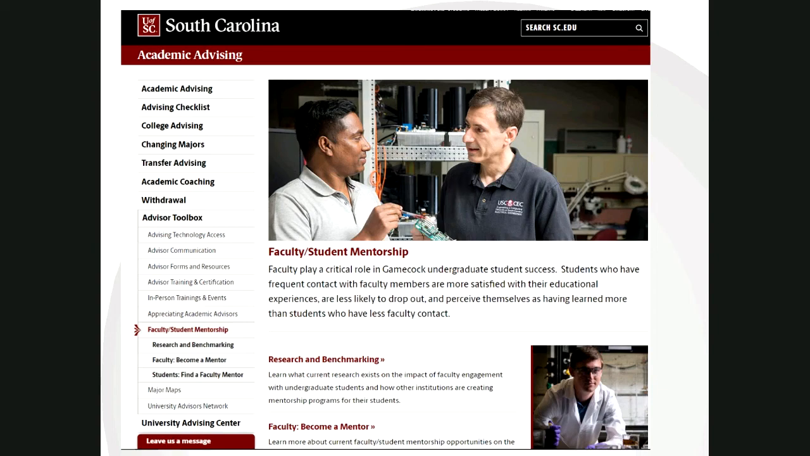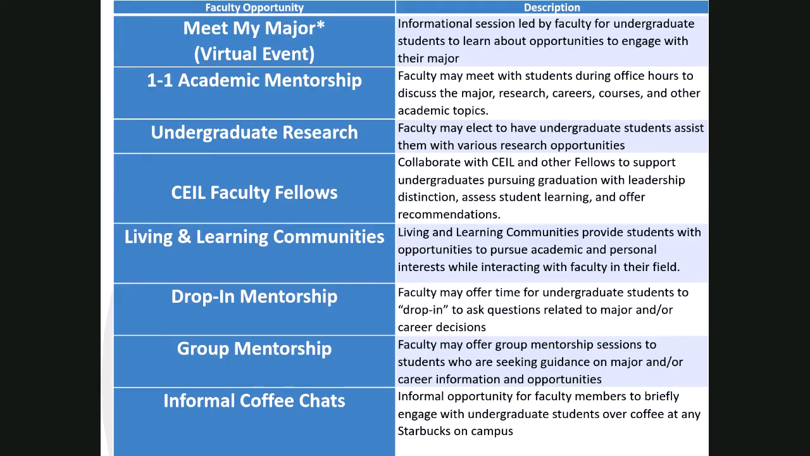A couple of examples of current initiatives for how faculty are mentoring students. A great way to get started is what we call these Meet My Major events. These are really ways for a faculty member to present or highlight their research, their career path, their hobbies, what they enjoy doing. The faculty will have an opportunity to present that information, and then we break students up into small groups to have some informal Q&A.